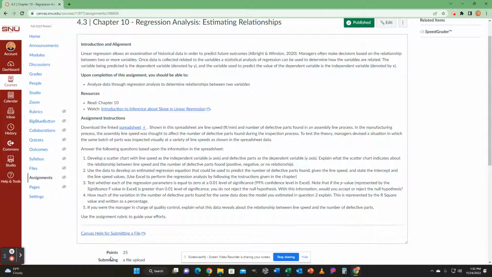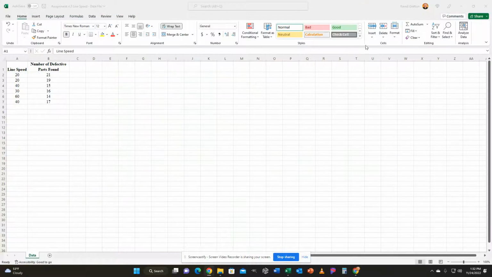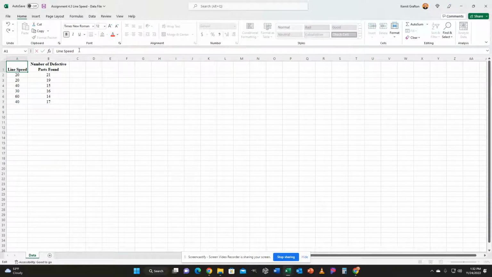If it goes slower, is there something happening? Somewhere in there, our analysis is going to be able to answer that question. So this is the Excel file that we download, and it says the line speed then is going to be our X value. So what I like to do is I go ahead and just put that in the caption here in the label.